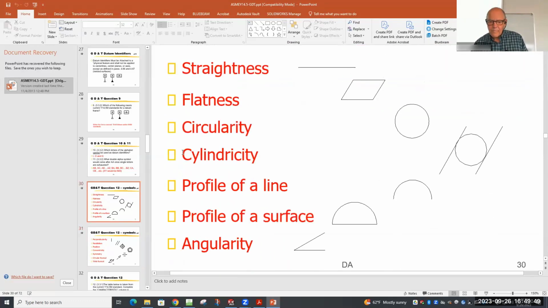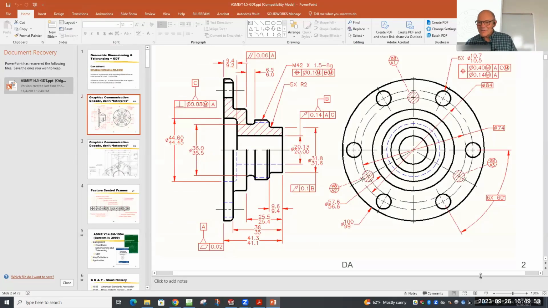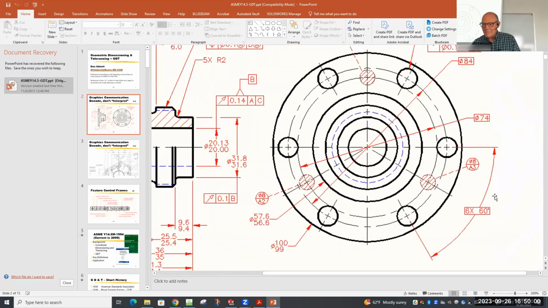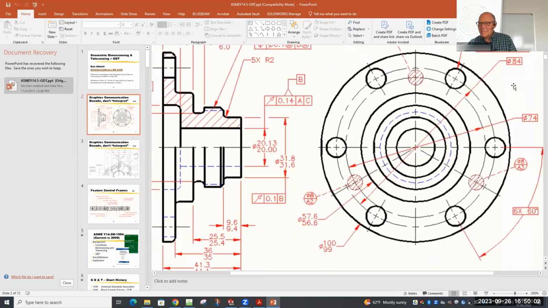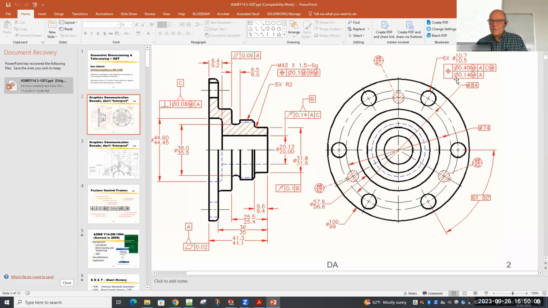So if we go back to this, what I want to do now is just talk about something that is a little bit confusing, and that is the whole idea of a basic dimension. And I'm going to start by talking about this control right up here, which is a positional tolerance control. Now, again, the positional tolerance control in this case, it's cylindrical. That means we've got this very tiny cylinder.